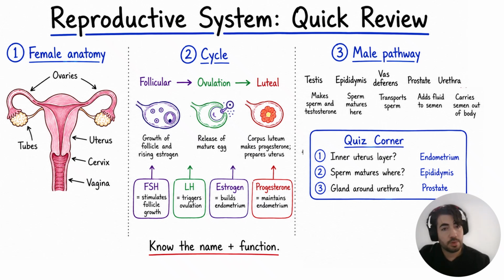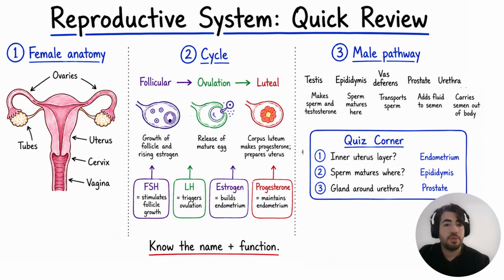For the male pathway, keep it simple: testis, to epididymis, to vas deferens, to ejaculatory duct, to urethra. So the testis makes sperm and testosterone. The epididymis matures and stores sperm. The vas deferens transports the sperm. The seminal vesicles and prostate will be adding fluids, so you get what? Semen, and that semen is carried out through the urethra.